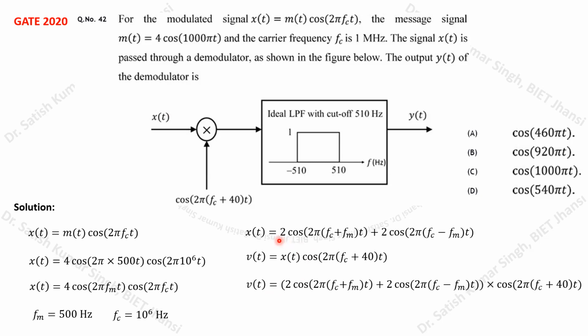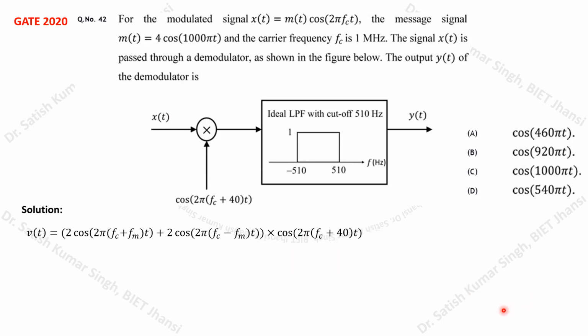So x(t) is 2 cos 2π(fc + fm)t, and 2 cos 2π(fc − fm)t, right? And this has to be multiplied with the carrier 2 cos 2π(fc + 40)t. So now if you solve this problem, we multiply this expression.